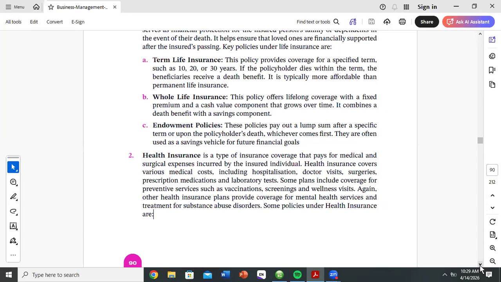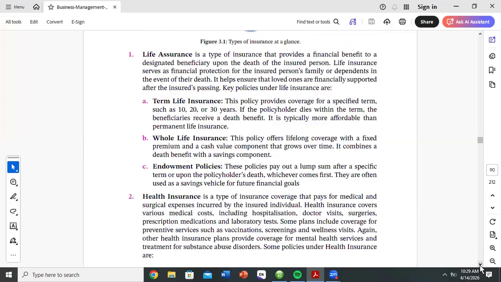It's necessary. Okay, so it says that it's a type of insurance that pays for medical and surgical expenses incurred by the insured individual. So it covers various medical costs, including hospitalization, doctor visits, surgeries, etc. Other health insurance plans provide coverage for mental health services and treatment of substance abuse disorders. Some of the policies under health insurance include the following. So let's get to see them.